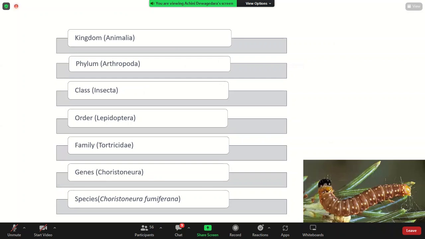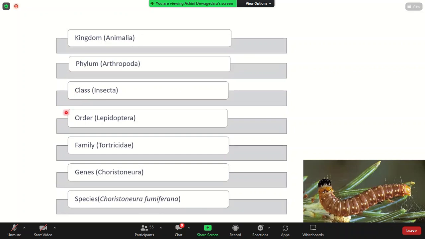Now let's see the insect classification. They belong to kingdom Animalia, phylum Arthropoda, class Insecta. So we are talking about the class Insecta, right? If you take the example given here, all of these are common for insects, right? The kingdom is Animalia, phylum is Arthropoda, and the class is Insecta.